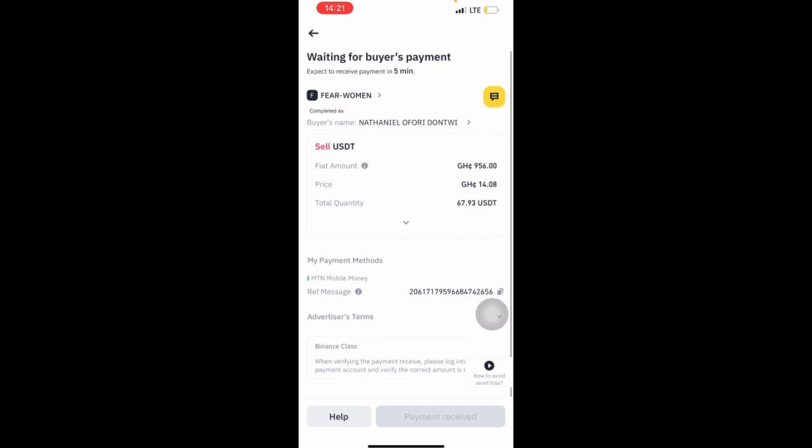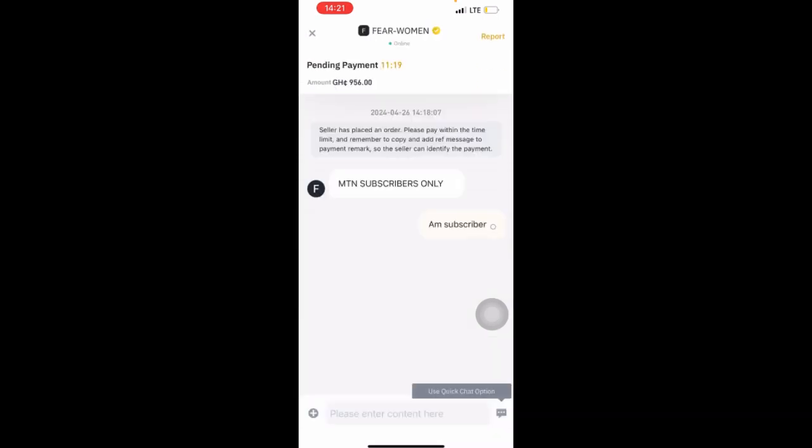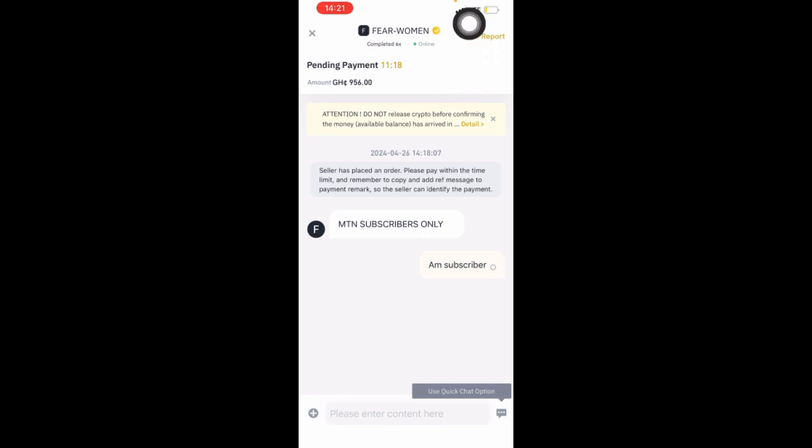If the person wants to scam you, if you go to the messages, have you seen the report at the top here? You can report the person. If the person is trying to defraud you, you can report them on the platform. Yeah, and Binance will take action for you. So that's how it is.